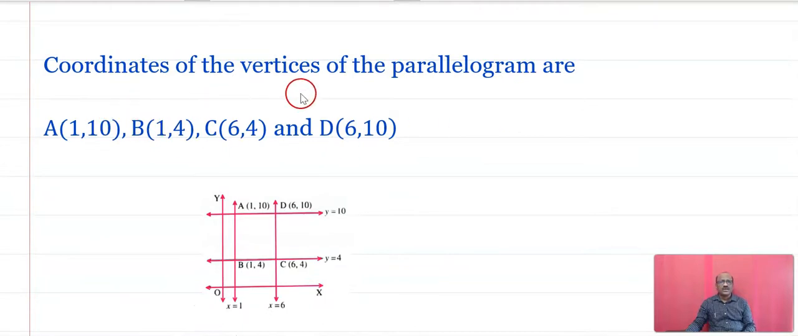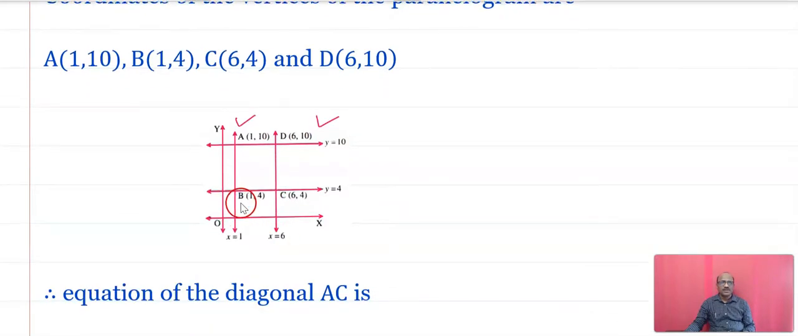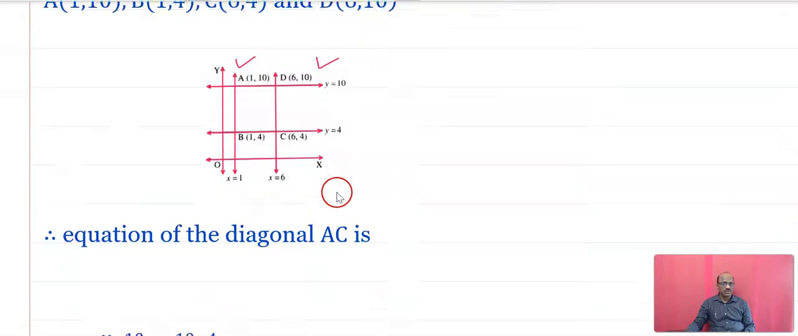Okay, coordinates of the vertices. It's clear that here x is equal to 1 and y is equal to 10. The coordinate of A is (1, 10). Coordinate of D, here x is equal to 6 and y is 10, it is (6, 10). Coordinate of B, x is equal to 1 and y is equal to 4. Coordinate of C, x is equal to 6 and y is equal to 4.